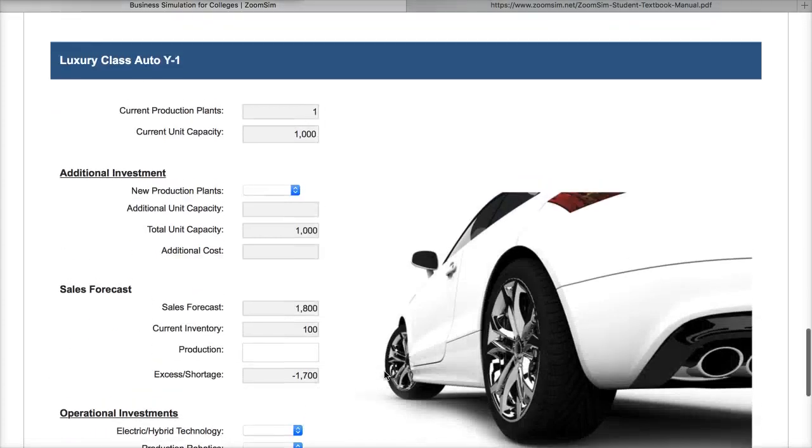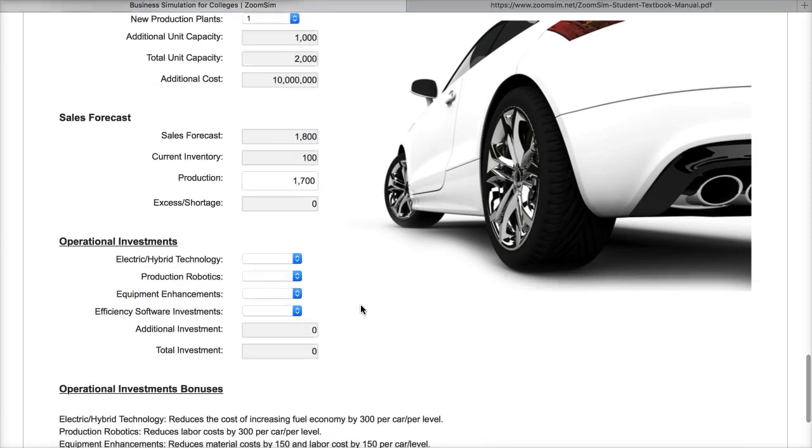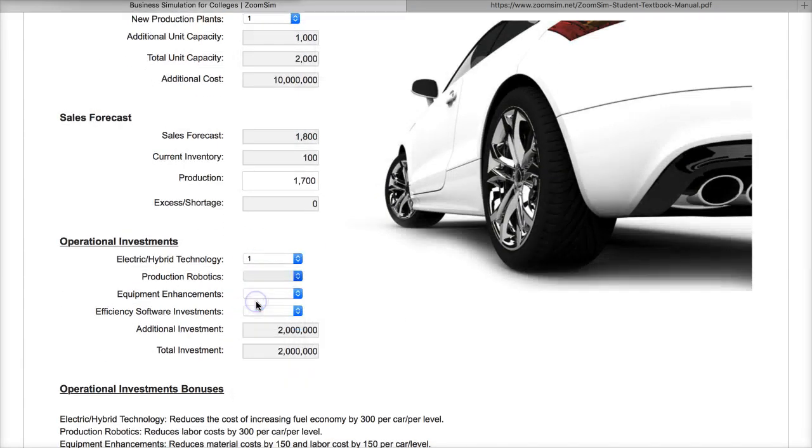And then now I have my luxury, and I need to buy one production plant. When you buy one production plant, you keep that. So next year it will always be there after, because I built a production plant. And let's do some operational investments here. Okay. And let me submit the production page.